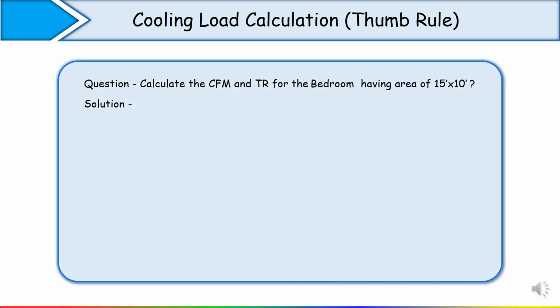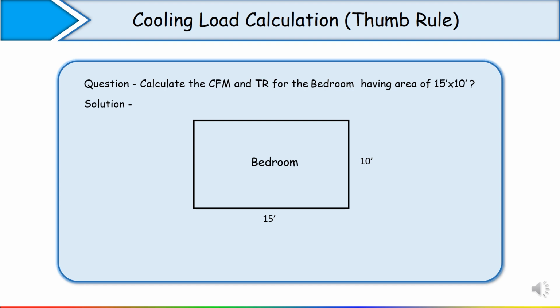So now we'll take one question. See, in this question we need to calculate the supply air CFM value, CFM means cubic feet per minute, and the ton of refrigeration for the bedroom. Suppose here we have one bedroom whose area is given as 15 feet by 10 feet. Now the first thing you have to do, if you want to use the thumb rule to calculate the TR and CFM, is to calculate the area of this bedroom in square meter, because in the formula we have to substitute the area of space in square meter.